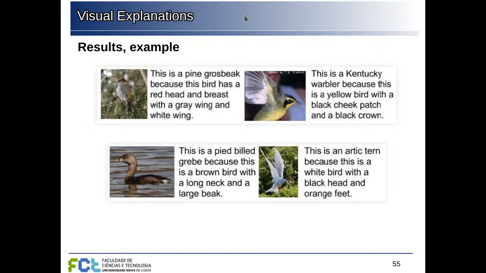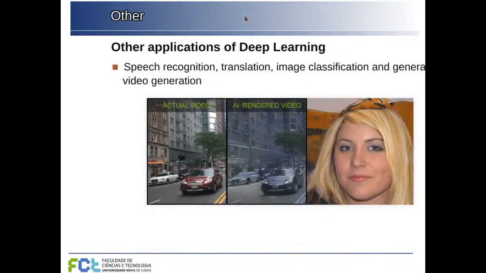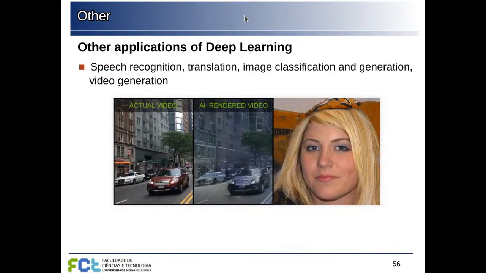outputs, these text sentences. So there are lots of other applications: recognizing unstructured data like speech, images, video, and so on, doing translation, and even doing generation of images and video. So if you look, you can find on the internet an NVIDIA demonstration where they trained a deep convolutional network to generate video of driving through town based on actual video.